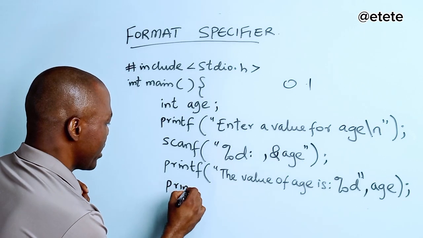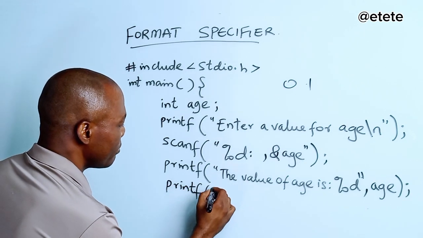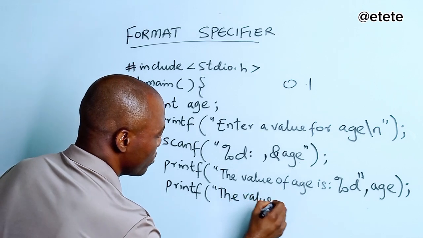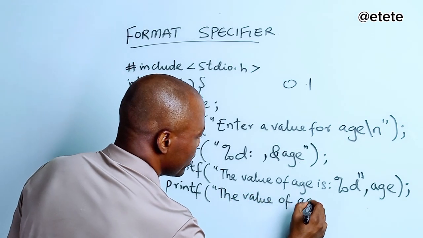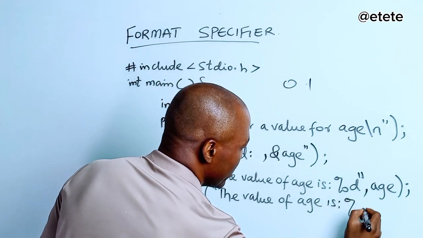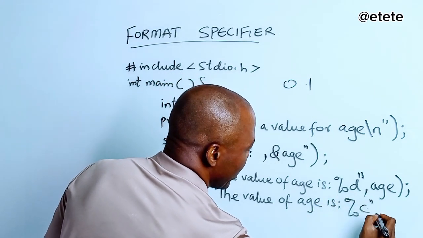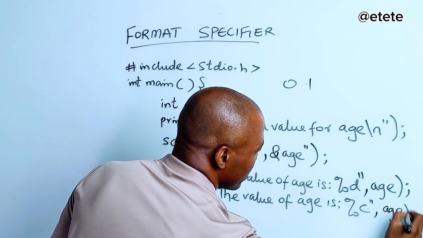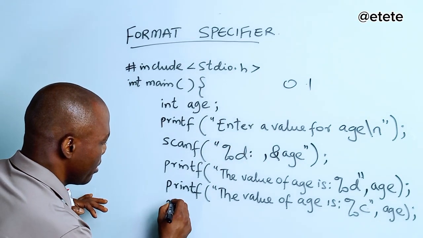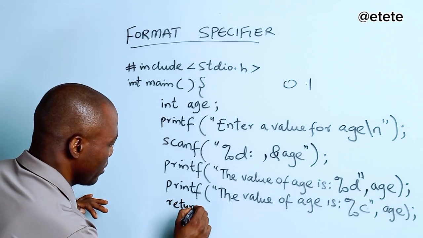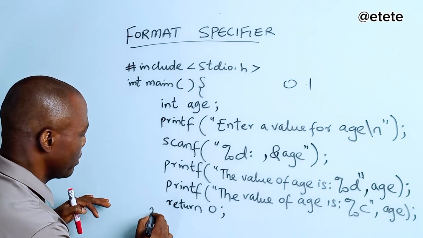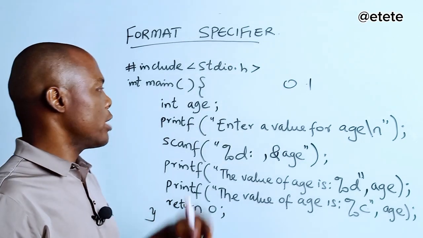So if I come here and I do printf, then I do this, the value of age is, then I do percentage %C, then I close, then I put age. Then I will say return 0, and I'll close this, then I'll close this. Right? So this is my program.